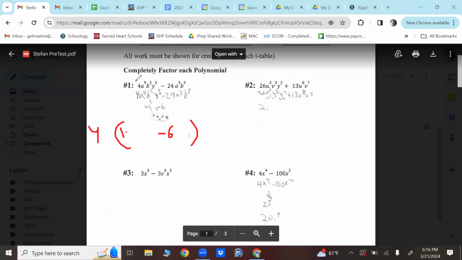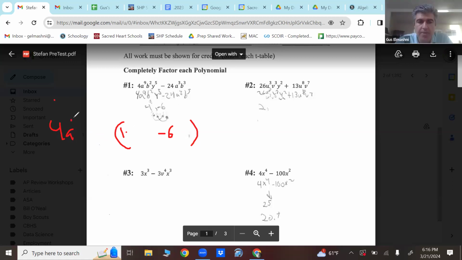Now look at A9 and A3. Which one's smaller? A3. So you take out the A3, so that becomes A6, and there are no more A's left. They're just all gone. So if it helps, do that. And that became 6, right?